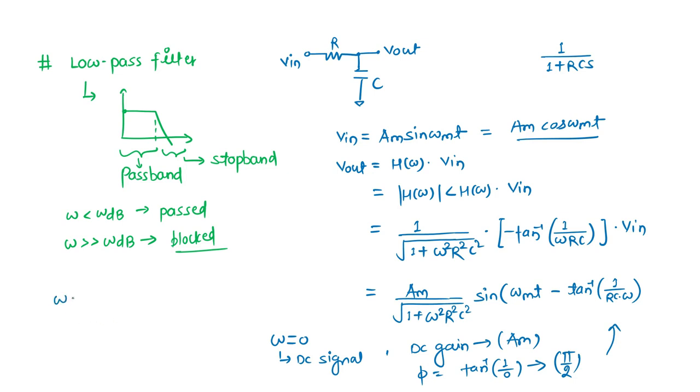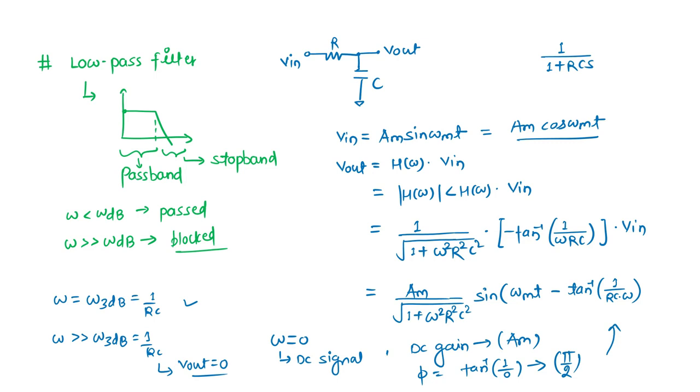Now we can change the omega. We can set omega equal to omega 3 dB from that response, which is nothing but 1 upon RC. We will have some different output. After that, when we put omega much greater than omega 3 dB, which is 1 upon RC, the denominator will dominate as it is very large. So I'll say my output is 0.